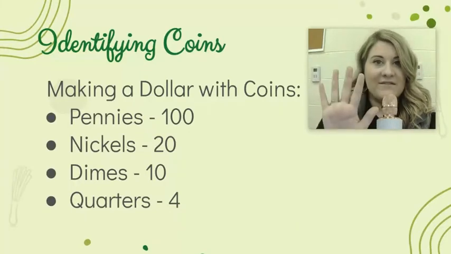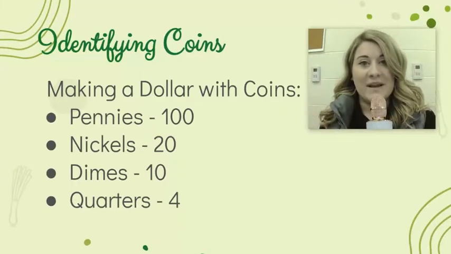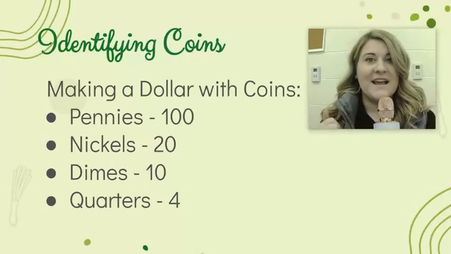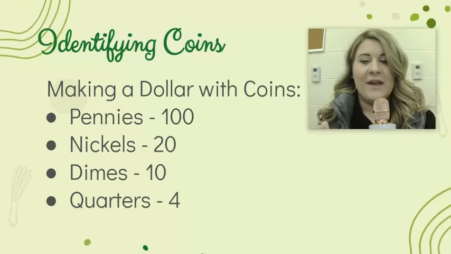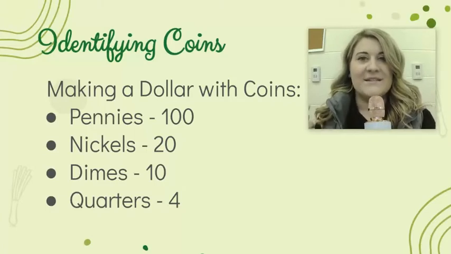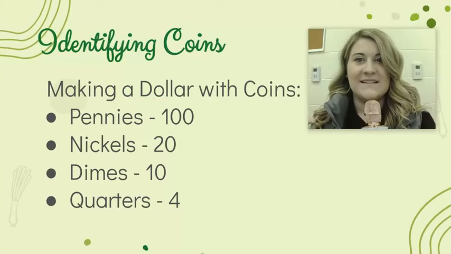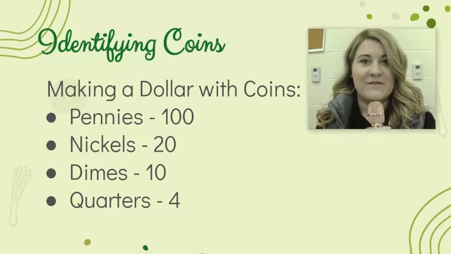Next, we have nickels. Nickels are worth 5 cents. It actually takes 20 nickels to get to $1 or 100 cents, because if you skip count by fives, it takes 20 times to get to $1. Next, we have dimes. Dimes are worth 10 cents, so it would take 10 dimes to get to 100. If you skip count by 10 times, you're going to get $1, which is 100 cents.